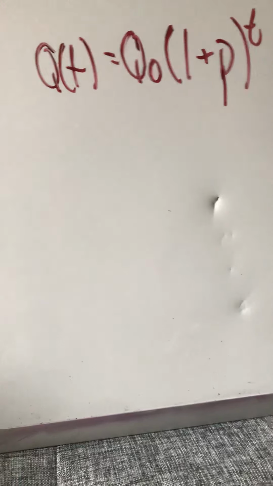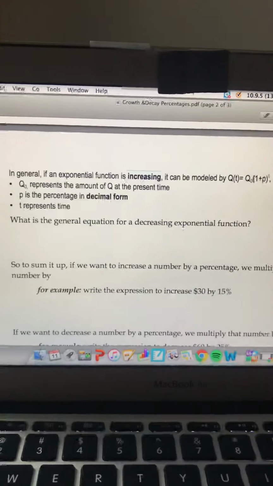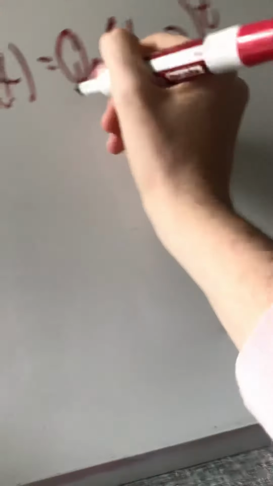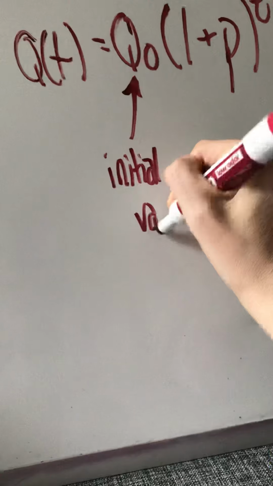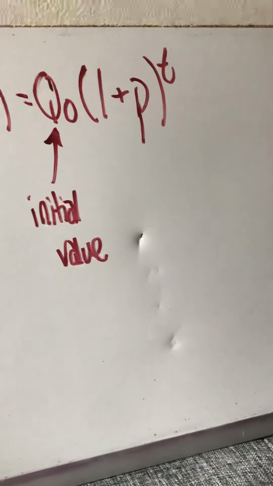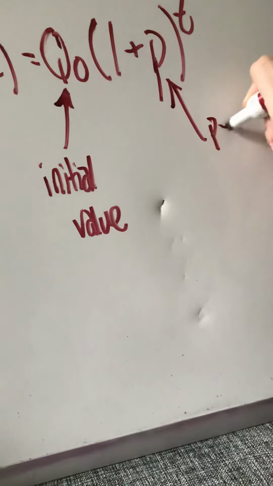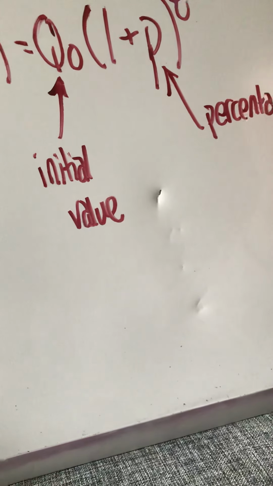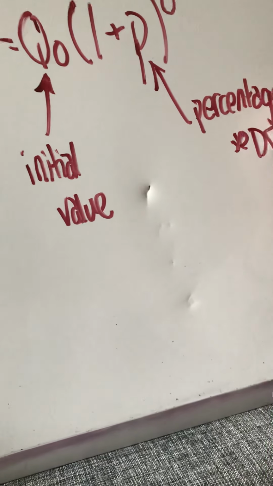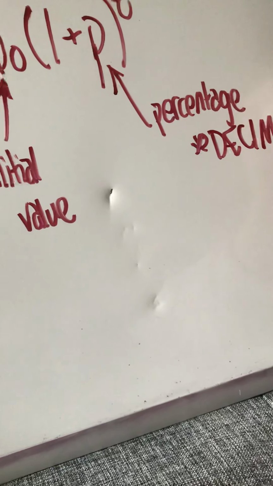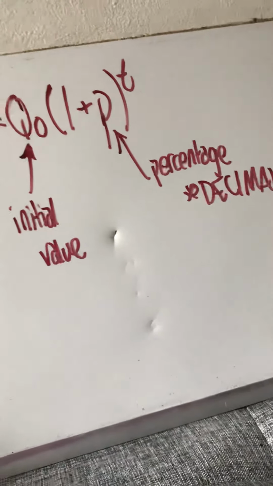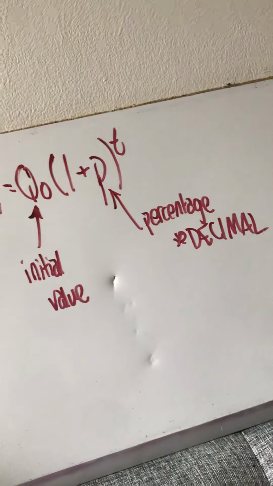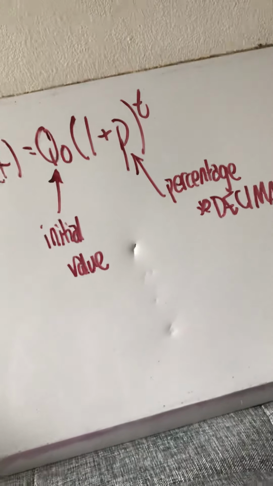Okay, now what does that mean? What in the world does that mean? Well, Q of 0, that's representing your initial value here. That's all that means. That's like your starting value. When I see P, that's representing my percentage, but I know that it must be a decimal. You must have that value converted into a decimal. The 1 is always going to stay there, and I'm adding it because I know it's an increase or a growth.